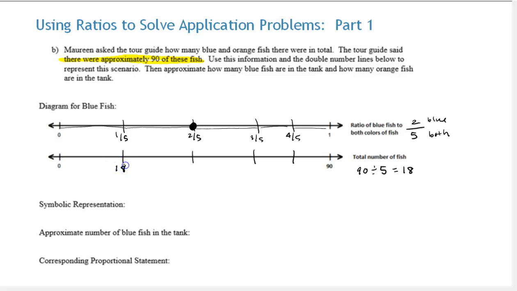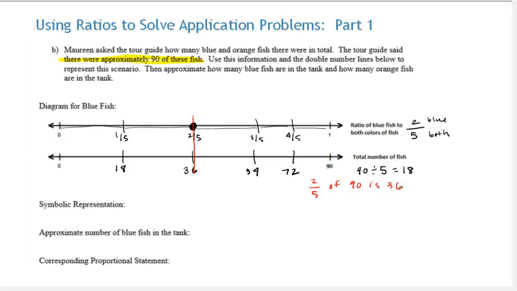So this would be 18 fish total, is 1/5 of the fish. Adding another 18, we have 36. Adding another 18, that would be 54. Adding another 18 to 54 is, let's see, 72, and adding another 18 would give us 90. Okay, so notice 2/5 corresponds to 36 fish. So 2/5 of 90 is 36.